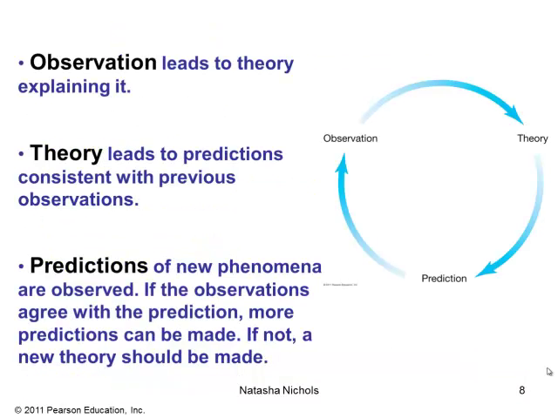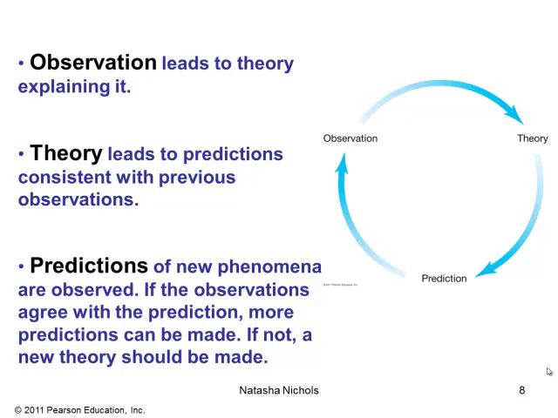So how do we come up with theories? Well, first we observe a phenomenon, and we come up with an explanation that we think explains what is taking place. Then that theory, if it is correct, should lead to predictions that are consistent with the previous observations and any follow-up observations.